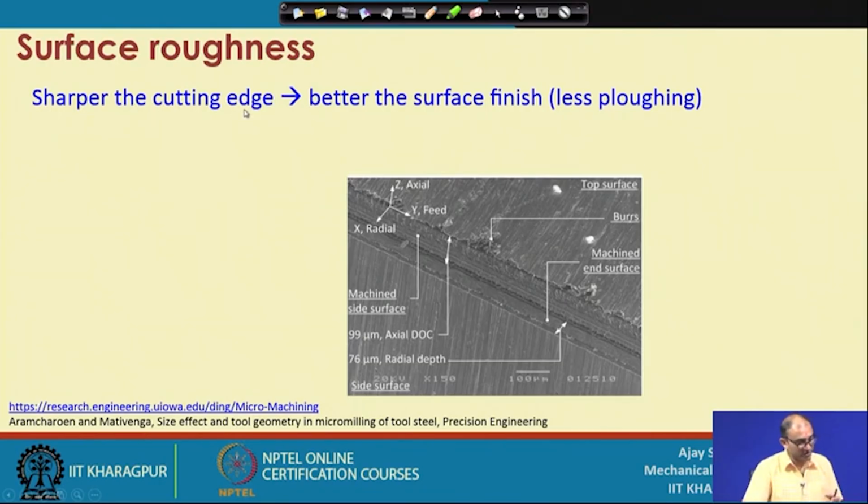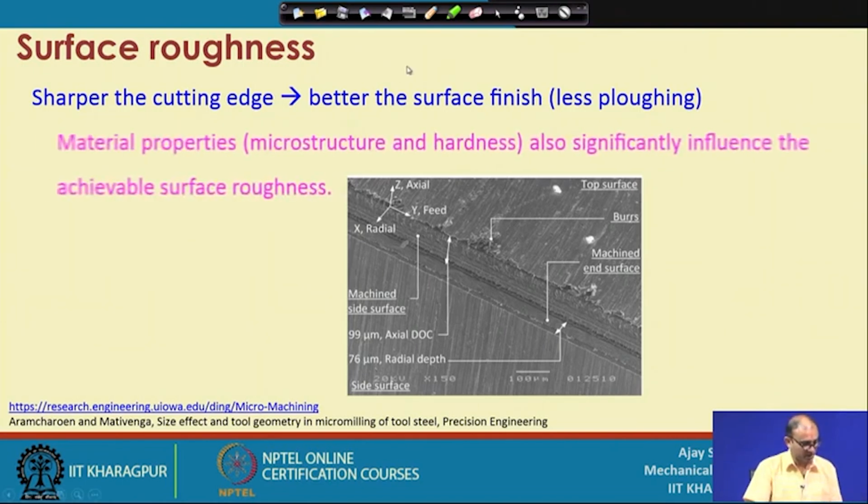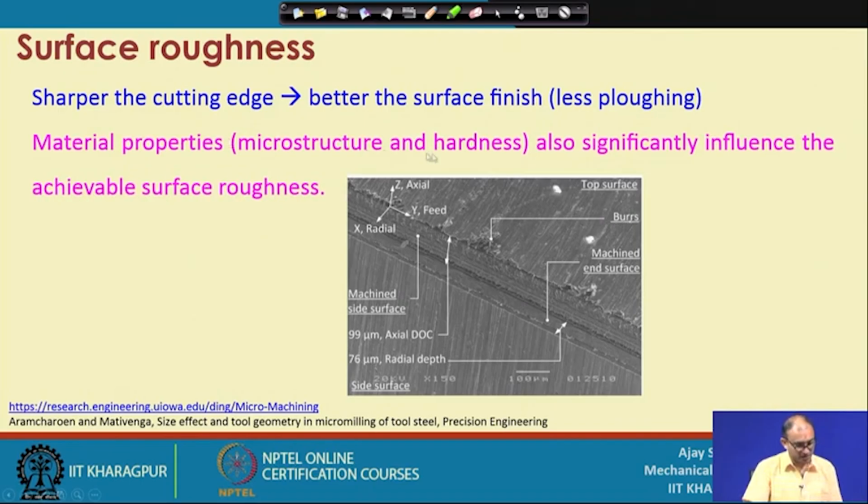There are many ways: if you set the process parameters very efficiently or optimize them, then you will retain this. There is a coating also available, and you can use coolant also. So, these are the different ways you can maintain that. Material properties, microstructure and hardness: we have seen that if it is a soft material, then your surface roughness is high, and if it is a brittle material, you can get a good surface finish.